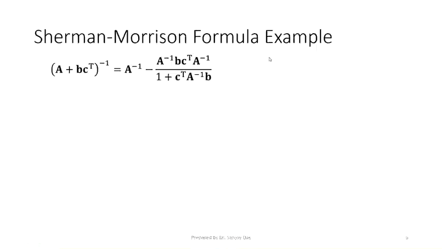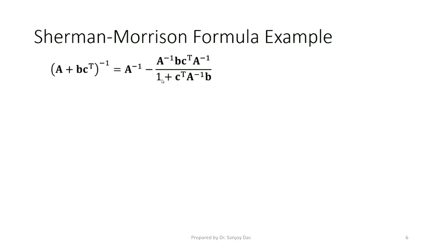Okay, suppose we have to prove this. This is an identity. Assuming that A is invertible, and A plus B C transpose is also invertible, then this identity holds.